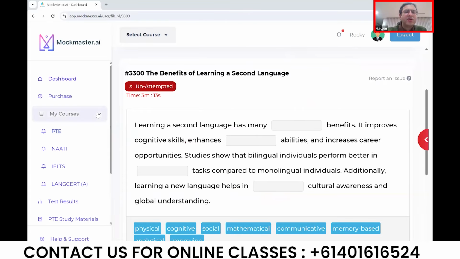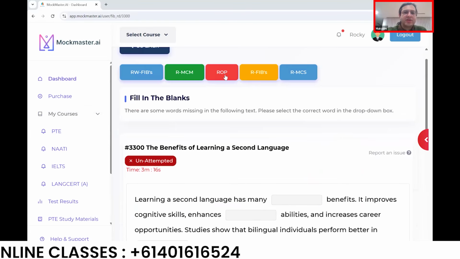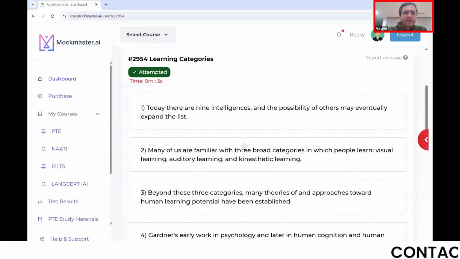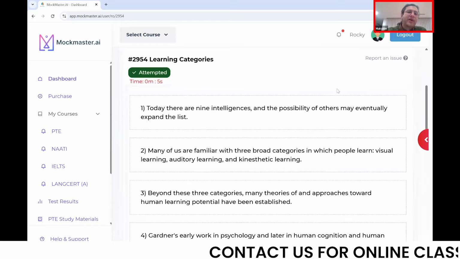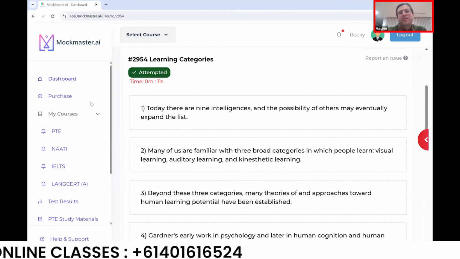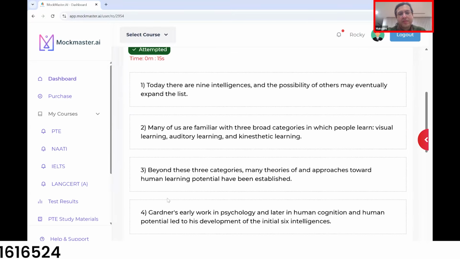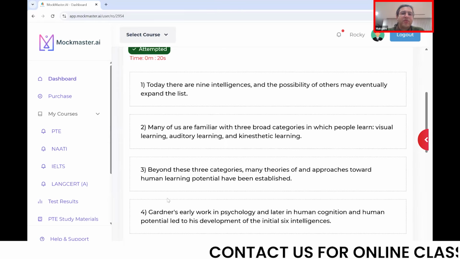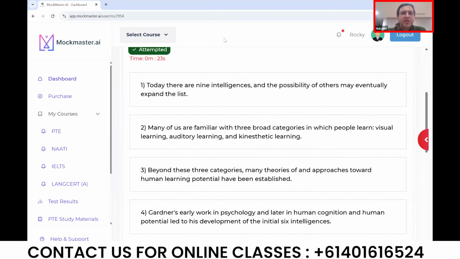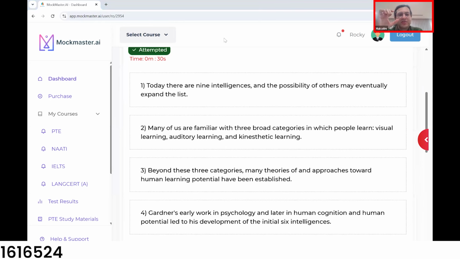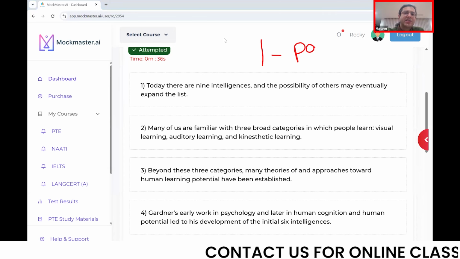Now, if you talk about the third important task, that is reorder paragraphs. What should be the correct approach for reorder paragraphs? Before you start reading the entire story, you need to scan the passage for repetitive words. Generally, paragraphs which have repetitive words make pairs. And in reorder paragraphs, you get 1 point for every correct adjacent pair.